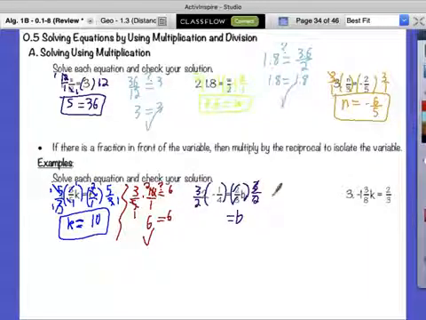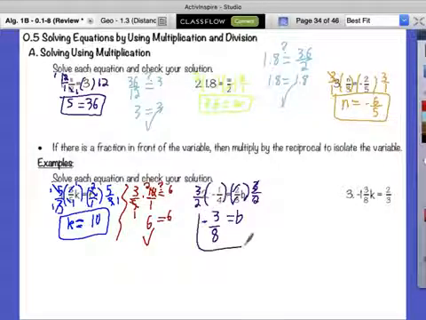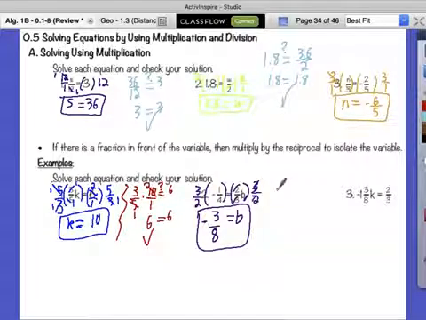Now we can't reduce anything early because nothing goes into both 3 and 4. So we have 3 times 1, so that'd be 3. 2 times 4 is 8. But what can't we forget? Negative. That's the positive times the negative there. Negative 3/8 is our answer. Once again, you go through and check it.